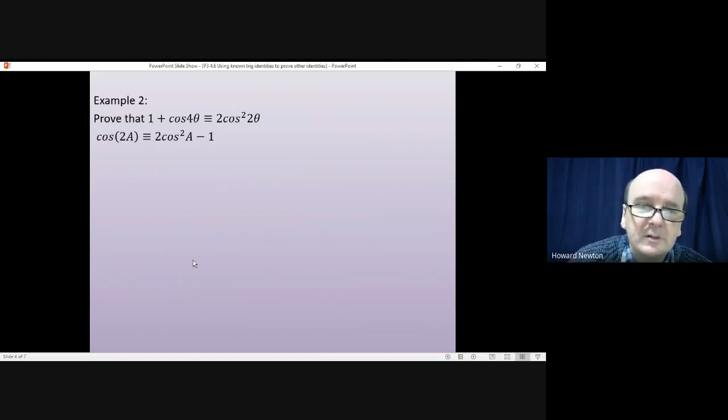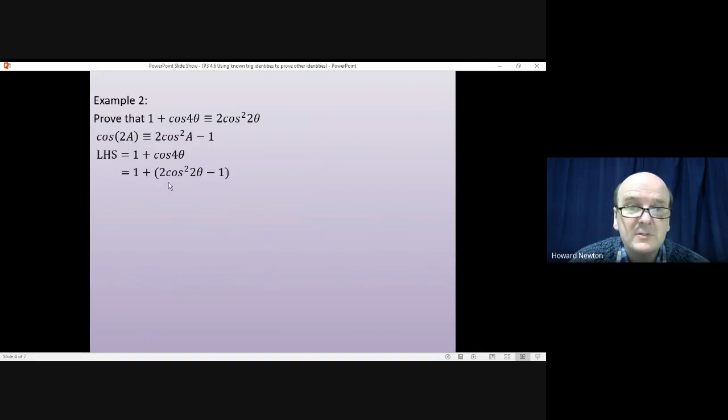Okay, let's have a look. So the left-hand side this time is 1 plus cos 4 theta. Now cos 2A is 2 cos squared A minus 1. Cos 4 theta, well that's double that. So cos 4 theta will be the same as 2 cos squared 2 theta minus 1. The 1 and the minus 1 will cancel with each other, just giving us 2 cos squared 2 theta. And again, we've arrived straight away at what we've been asked to arrive at. So we started with the left-hand side, we've manipulated it, and we've shown that it is equal to the right-hand side. That's example 2 done.